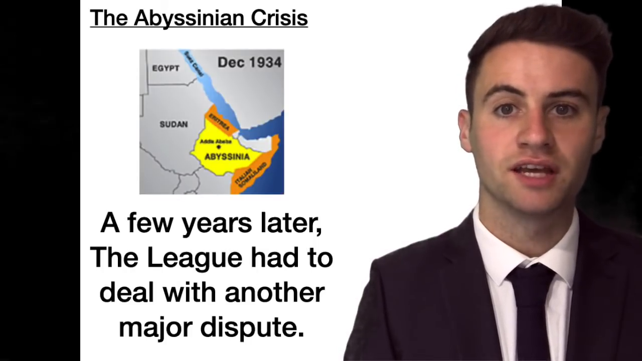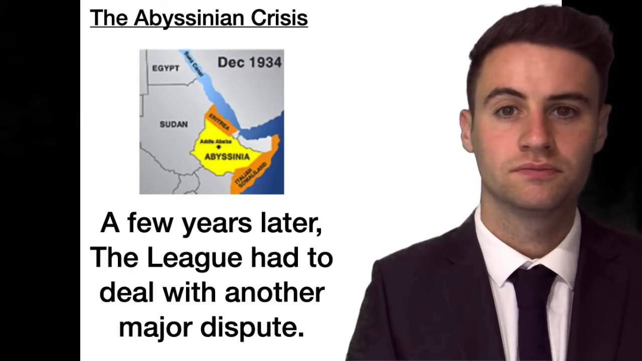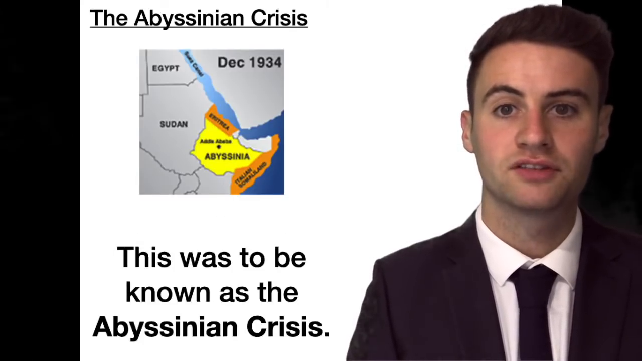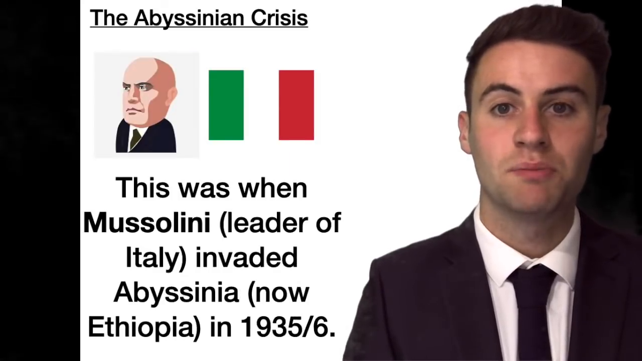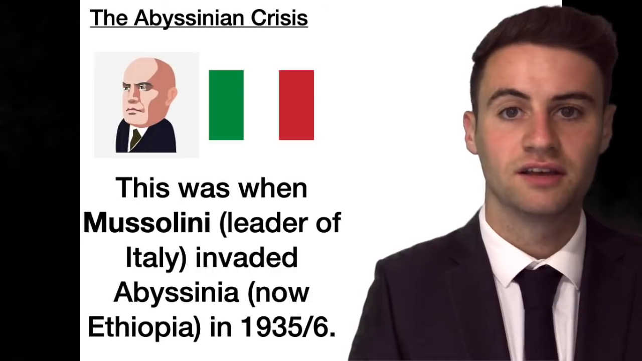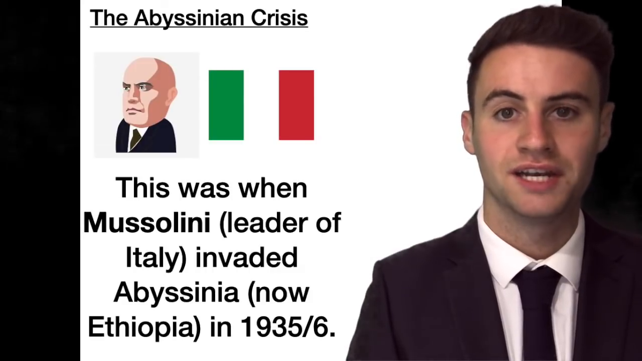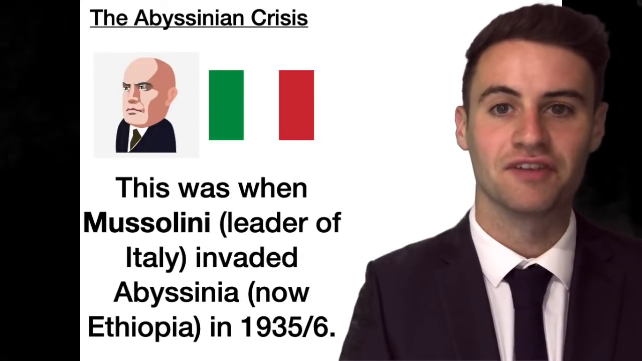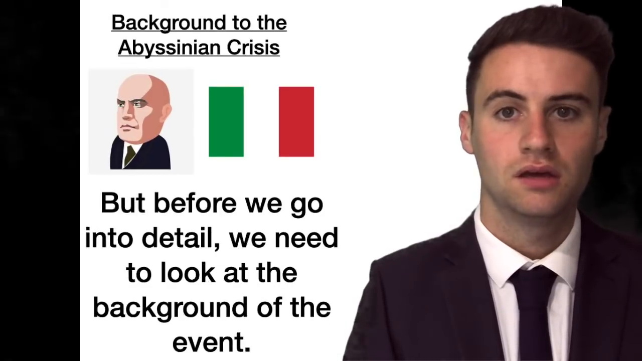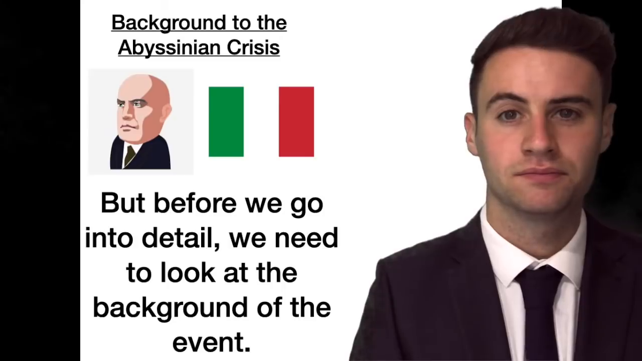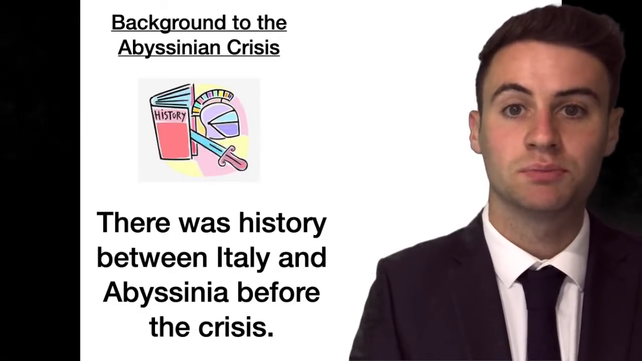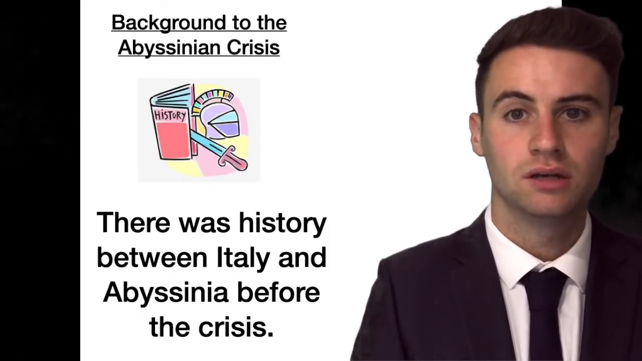Now, a few years later, the League had to deal with another major dispute. This was to be known as the Abyssinian crisis. This was when Mussolini, the leader of Italy, invaded Abyssinia, now Ethiopia, in 1935-6. But before we go into detail, we need to look at the background of the event. Now, there was history between Italy and Abyssinia before the crisis.